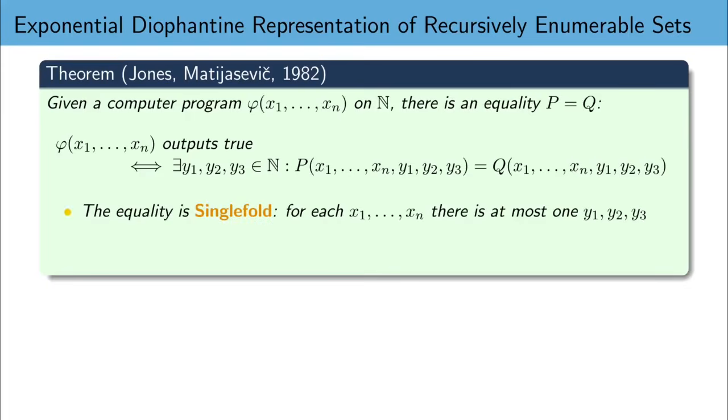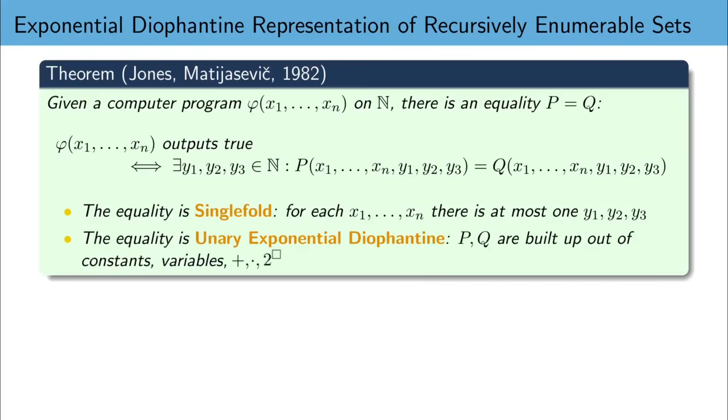Where, as we wanted, the equality is singlefold. That is, for each tuple of values of x's, there's at most one triple y1, y2, y3, making the equality true. Jones and Matiyasevich were able to not only make the representation singlefold, but they also were able to reduce the number of intermediate variables down to 3. However, there was a cost to this.